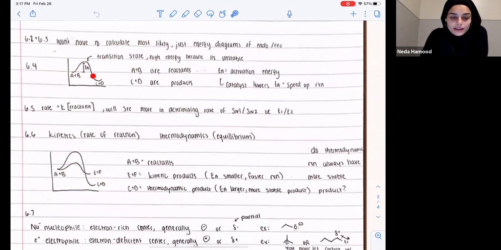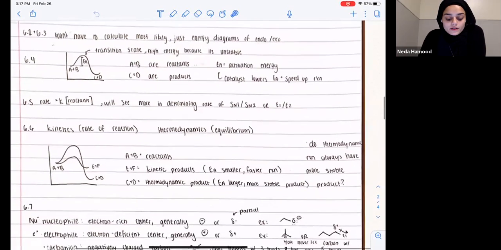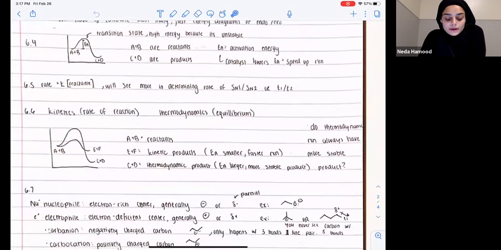Something that we look at in kinetics versus thermodynamics: in kinetics, we're looking at the activation energy. And then we have that something like a catalyst can lower the activation energy, which is why it will speed up the reaction. So then 6.5 is talking about the rate of reactions. So it's kind of just, you have your K constant times your reactants, and then that varies based on what type of reaction. So if we have like Sn1 or Sn2, then the rates are going to be different.